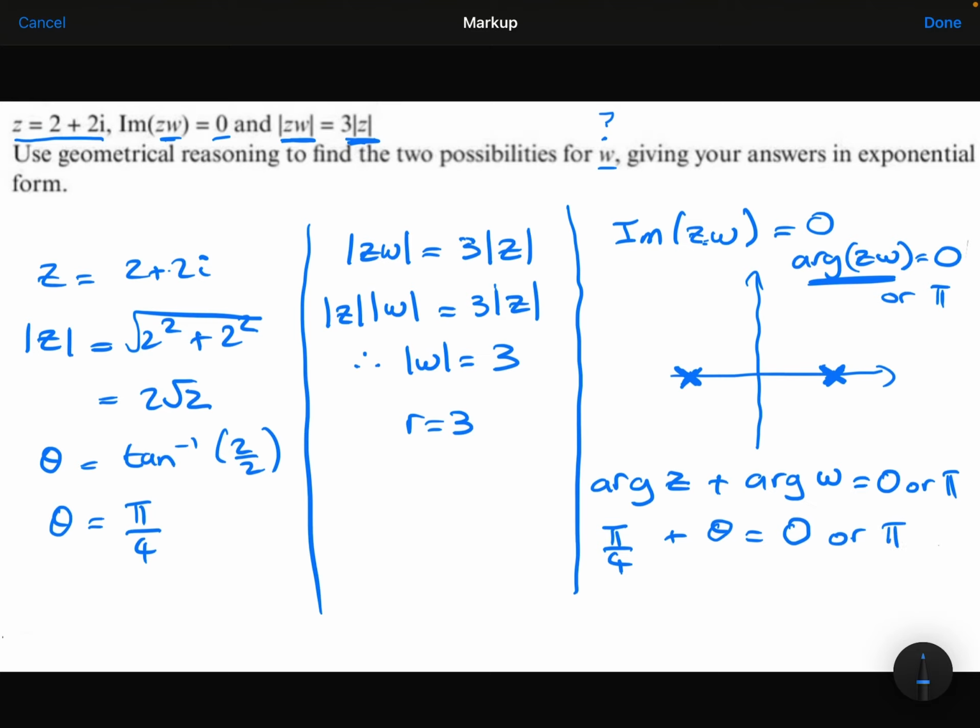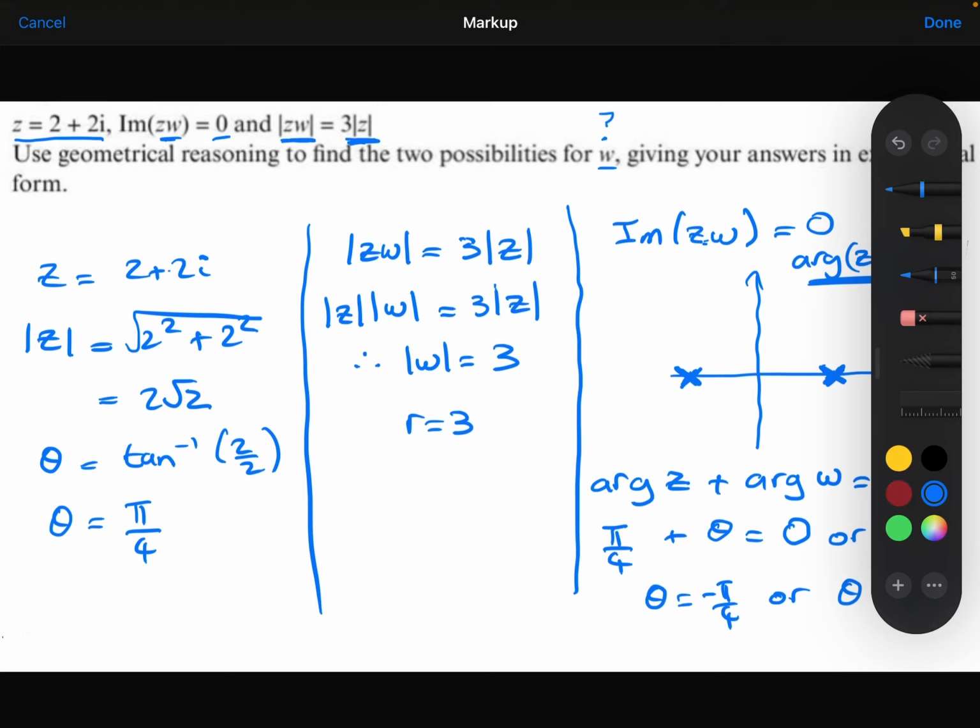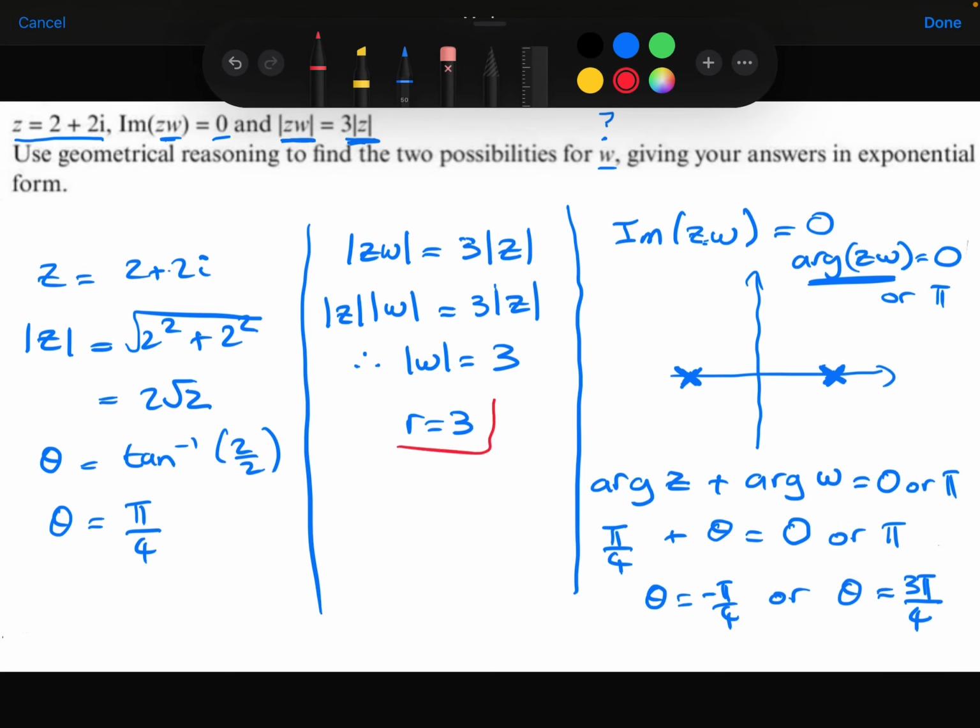Well, if it equals 0, then theta would have to be minus pi over 4. The argument of w would have to be minus pi over 4. Or, if it equaled pi, theta would have to equal 3 pi over 4. So these are the two possibilities for the argument of w. So I know that the modulus of w is 3, and I've got the two different possibilities for the argument.